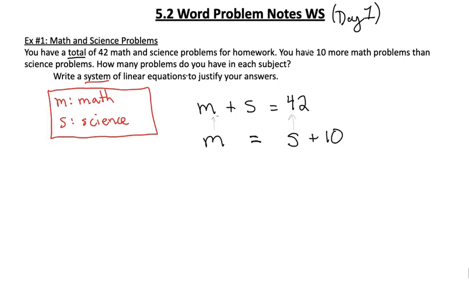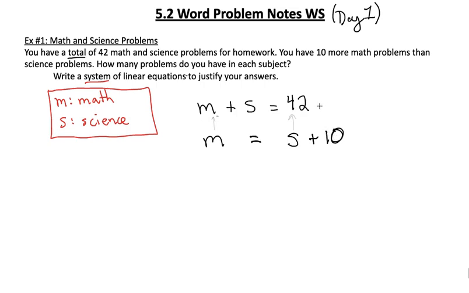So think about that. You have 10 more math problems. Math and science were equal, and then the sentence up here says 10 more math problems. So we're going to raise that left side because that's our math side. To make them equal, we raise the science side. So to make that equation true, we have to add the 10 to the science side.